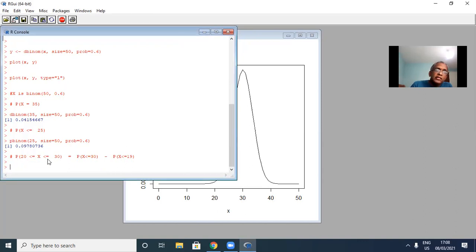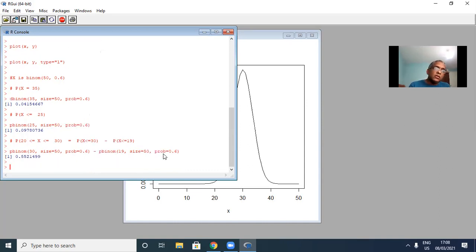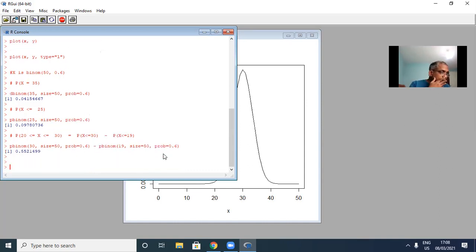All right, now to find this probability, you remember, because x is discrete, the binomial is discrete, this probability is the same as the difference of these two. All right, so in R, you can write it as 30, 19, okay, like this, right? Okay, now if you want to find the quantile of a binomial distribution.